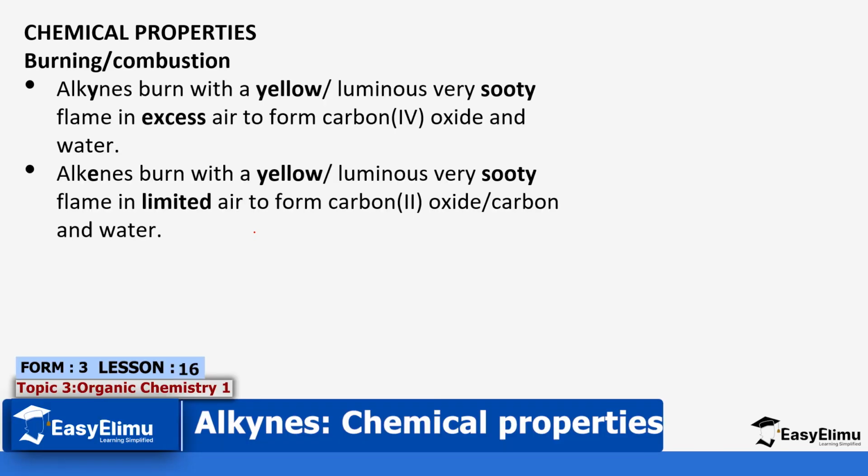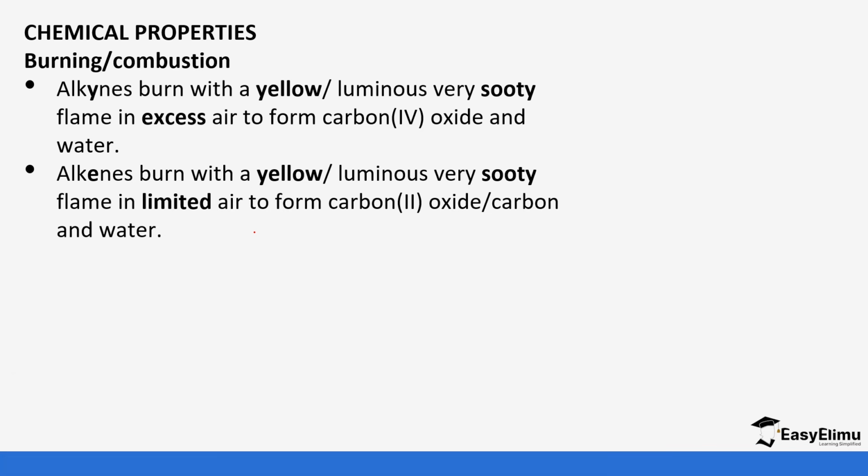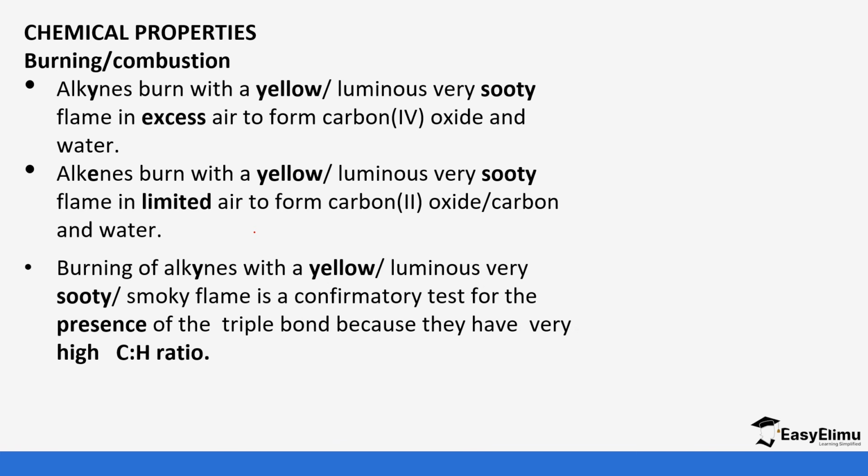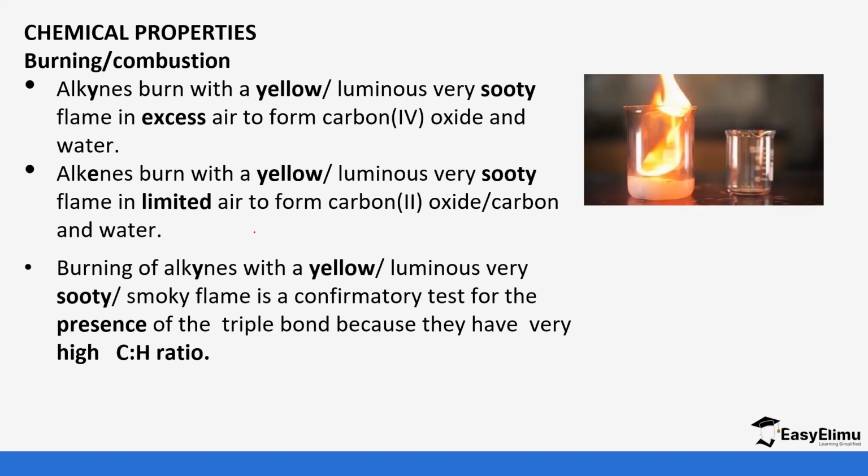So one of the properties is burning or combustion. Alkynes usually burn with a yellow sooty flame, or a luminous sooty flame, in excess air to form carbon dioxide and water. Alkenes also burn with a yellow sooty flame, so you notice this is similar in both cases. This is because they have a very high carbon hydrogen ratio, and so they are unsaturated. So when you burn them, you see a yellow sooty flame. This information is important, especially when we are doing our qualitative analysis.